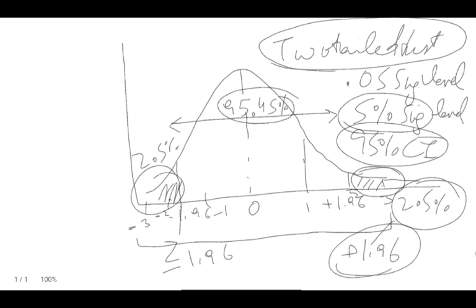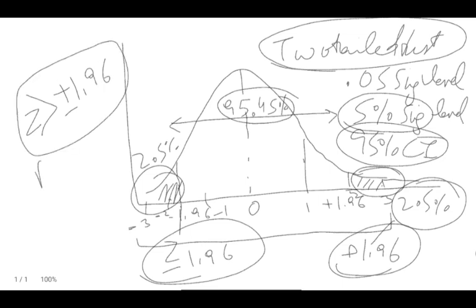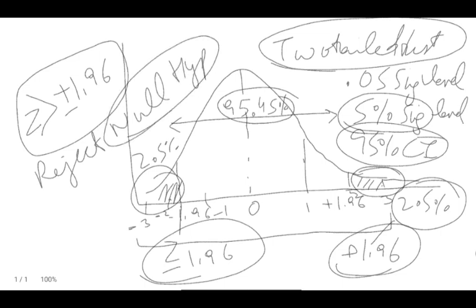So that's why we say if the z-score is more than ±1.96, in that case we reject the null hypothesis, right? We reject the null hypothesis. So the null hypothesis saying that there is no relationship between the variables, we reject it and we say there is a relationship between the variables.